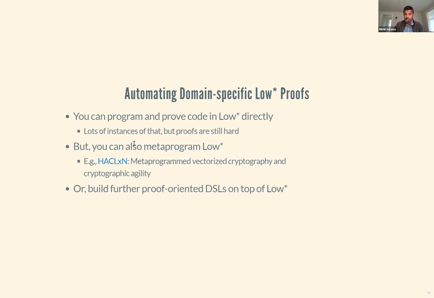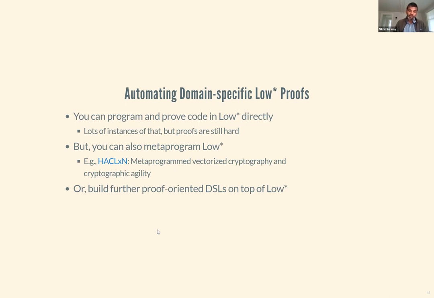But rather than writing F-star programs directly, some of what we've been doing recently is to metaprogram F-star. For instance, there's a recent project called HACL times N, where HACL is a high assurance crypto library programmed in F-star. In a recent paper, the authors of HACL showed how you could use metaprogramming to write a crypto primitive once, but metaprogram it in such a way that you get N implementations for different platforms using vectorized cryptography, so that you don't write the F-star code by hand. You write it once and you get five implementations for free.